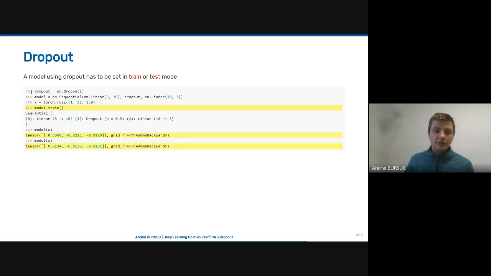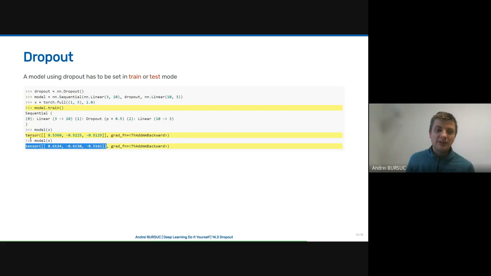So here I have the same example: a model that has a dropout layer inside, and an input tensor. I set my model into train mode, and I look at the output of my model 2 times. You can see that my outputs are different each time. So my network is not deterministic because it's in train mode, and dropout applies different random masks to mask out different neurons each time. So this normally leads to different results.